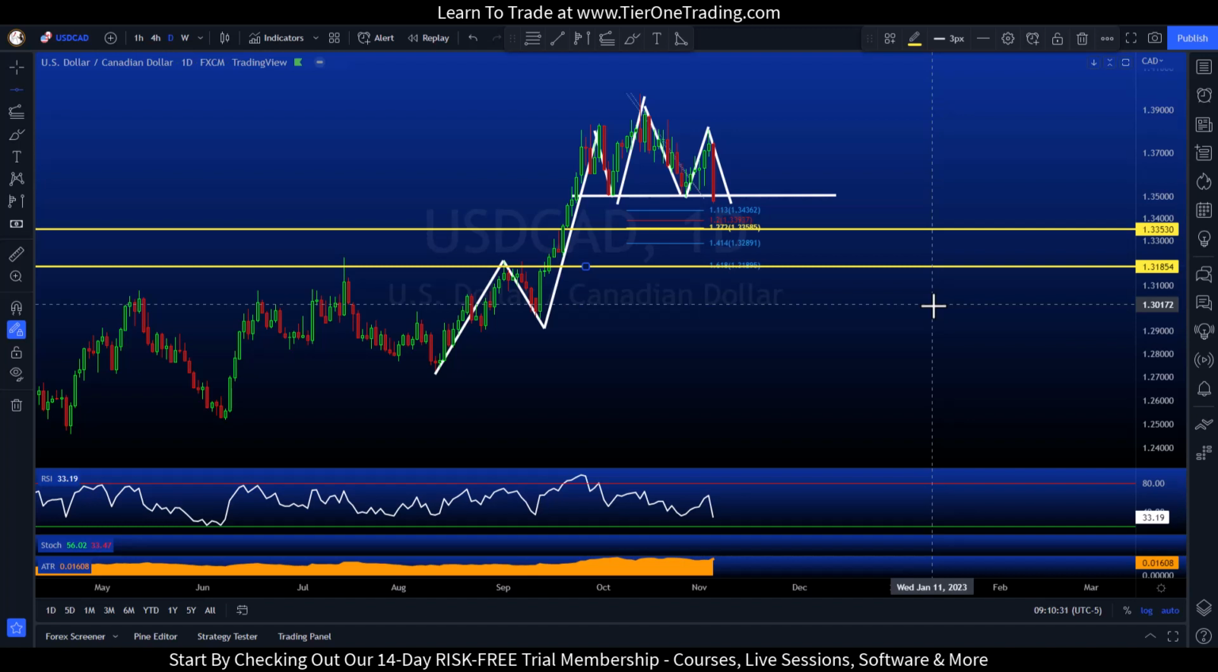And of course, you want to pair that with other technical tools as well, such as structure analysis. So good head and shoulders top right here. We did violate the neckline here on the daily. So look for a continued bearish movement as we get into our week.